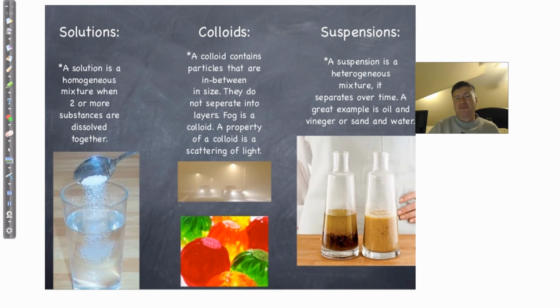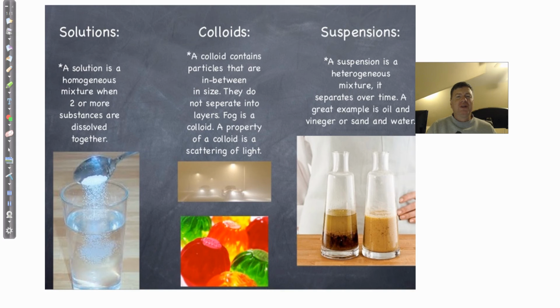The particles are small. In colloids, you see there the particles are a little bit larger and they don't separate into layers. When you mix them together, they don't settle out. And if you try to shine light through it, you're going to see kind of a scattering effect because the light's going to kind of bounce off the particles that are in there. And that's called a colloid or an emulsion.